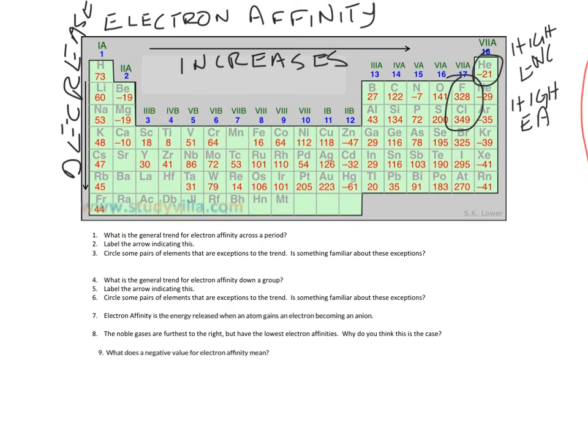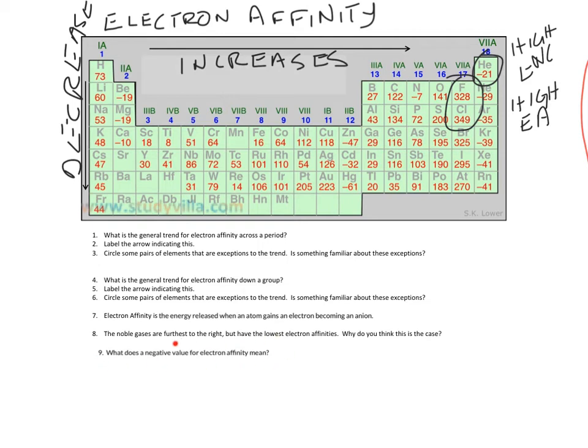So that can help you paraphrase: the noble gases are furthest to the right, but they have the lowest electron affinities. Why do you think this is the case? So that discussion needs to have something about, even though they have high effective nuclear charges, when you give them an electron, there's no room in that shell. It's got to go out into the next shell outside, which is going to be further from the nucleus and weakly attracted to it.